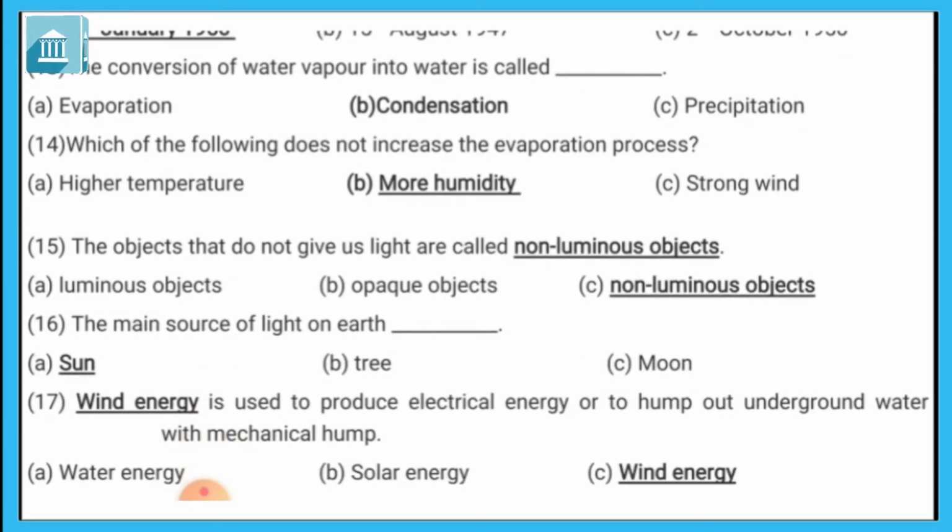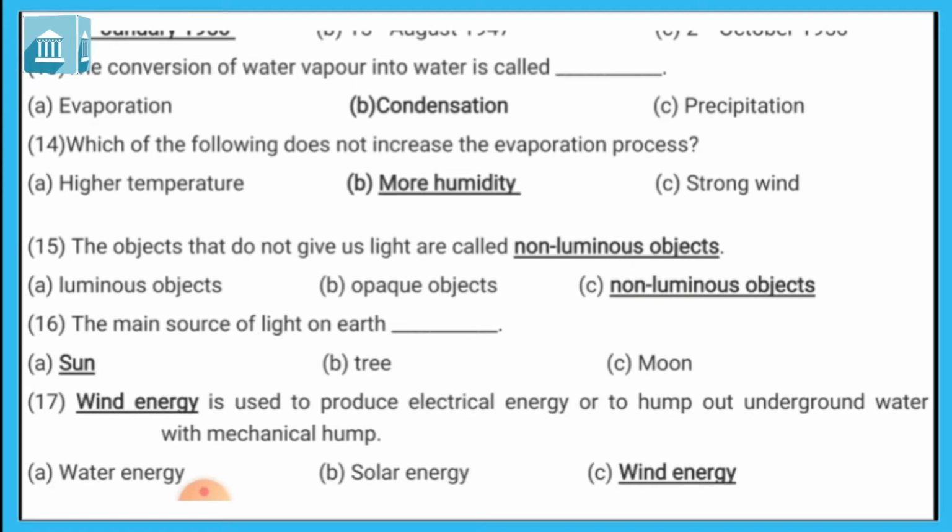14. Which of the following does not increase the evaporation process? A, higher temperature, B, more humidity, and C, strong wind. So there are some factors that increase evaporation. So the answer is more humidity. More humidity does not increase the evaporation.